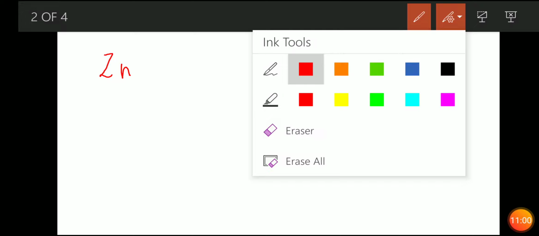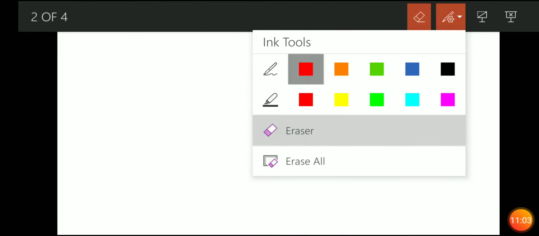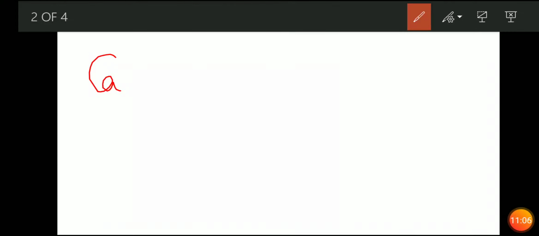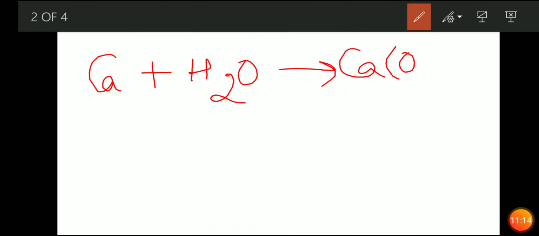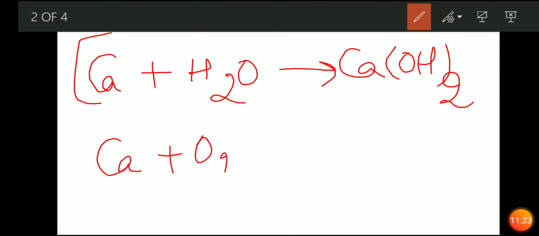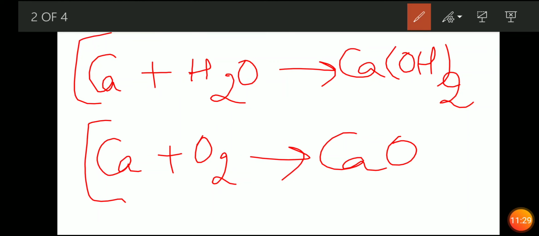Now see the next example. Suppose I give you calcium plus H2O. This will give you calcium hydroxide. So this is a combination reaction. But calcium plus oxygen will give you calcium oxide. So this is a combustion reaction.